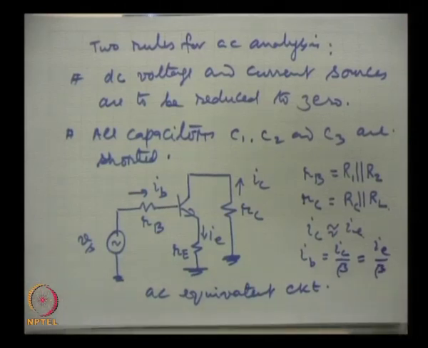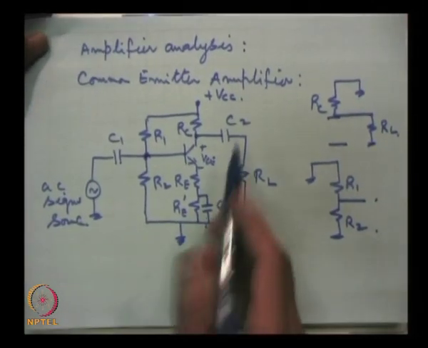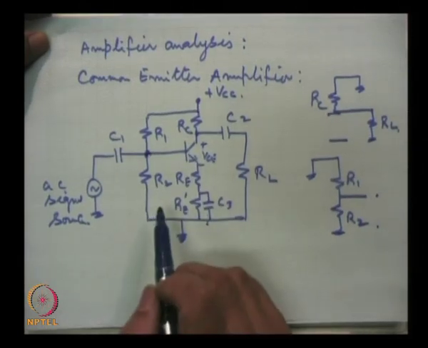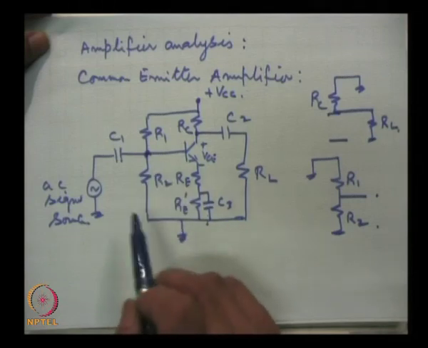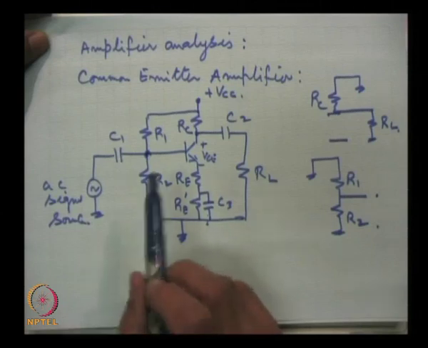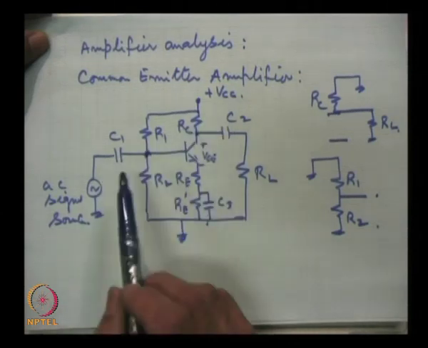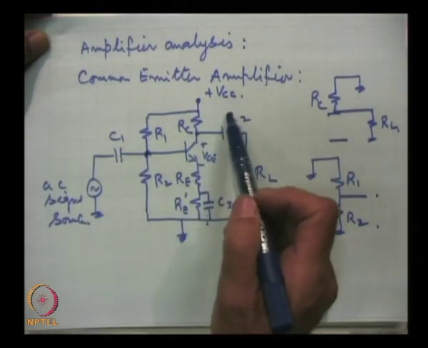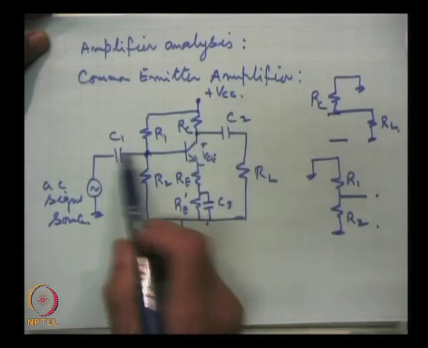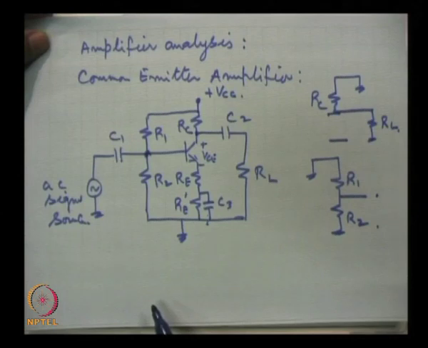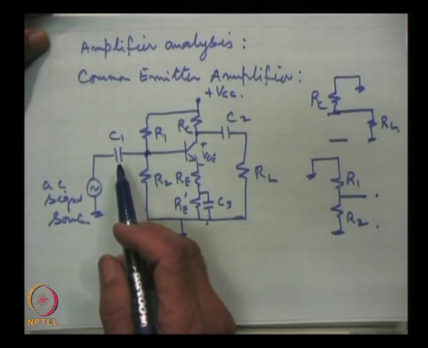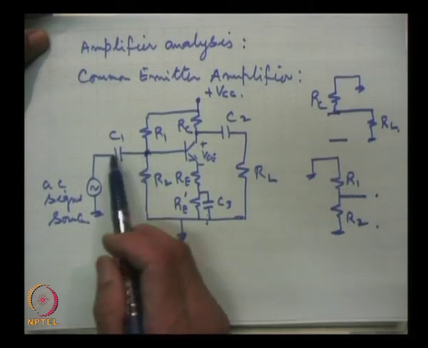So, I hope things are clear. Let me recollect things. This is the actual common emitter circuit, and we are going to apply the r parameter analysis for its analysis. Now, the rules are that DC current and voltage sources are reduced to 0. This is the DC voltage source, so we ground it for AC analysis, and these capacitors are shorted. We take them of appropriate value, so that they offer negligible impedance as compared to other impedances in the circuit, and hence they are shorted.